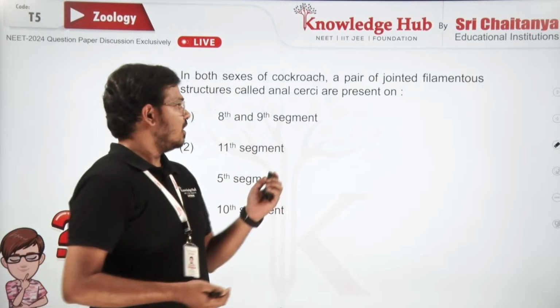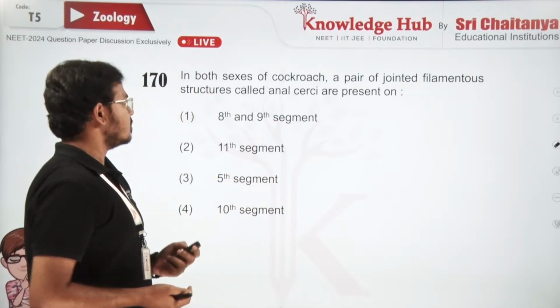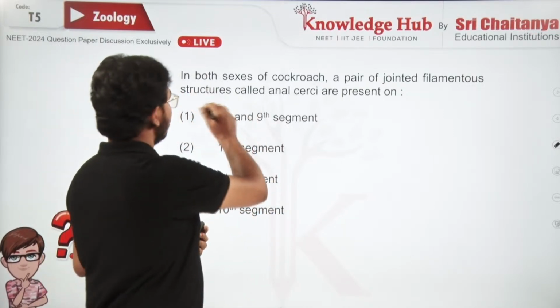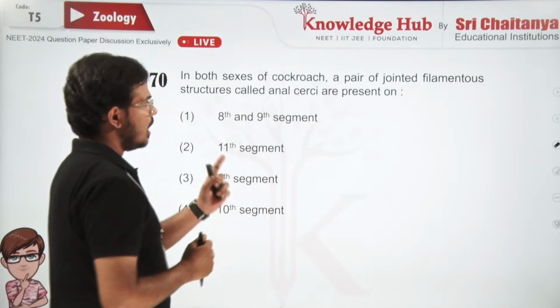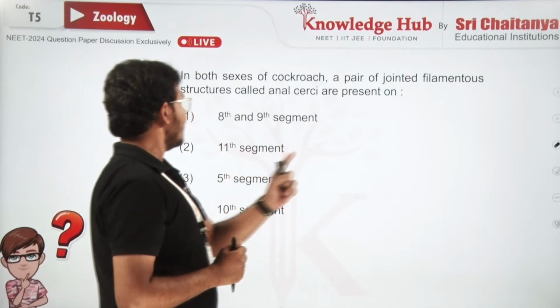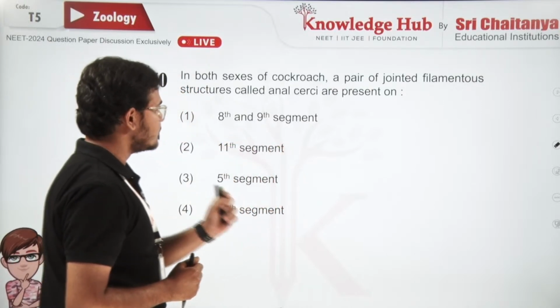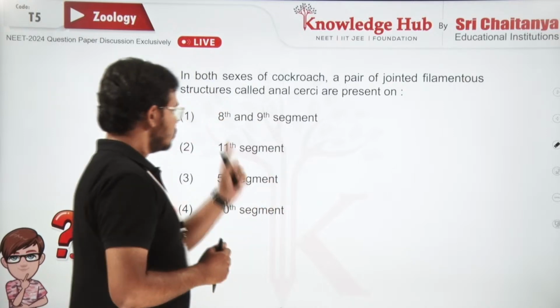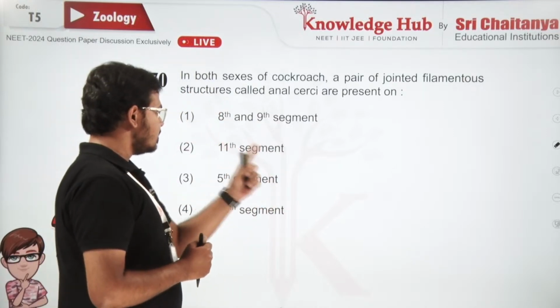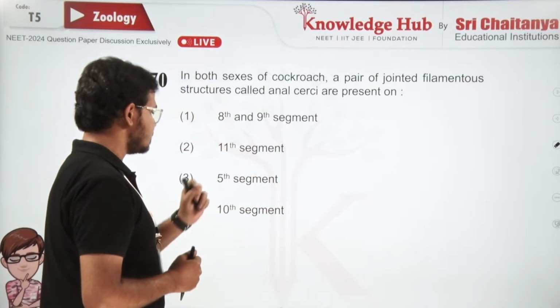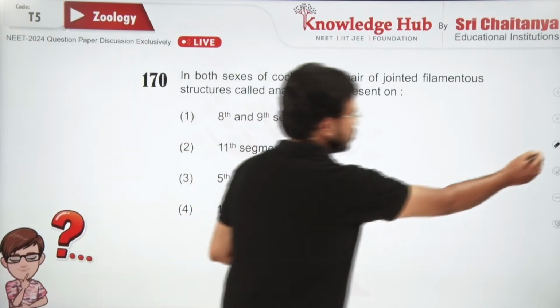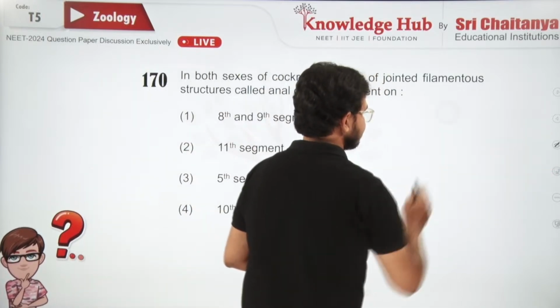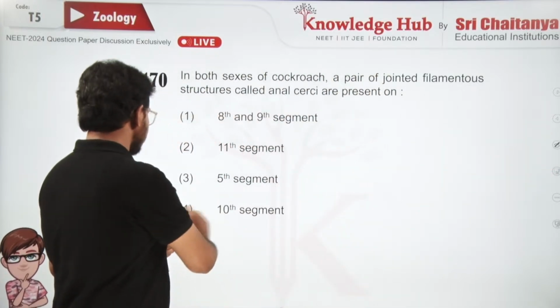So, we have question number 170 on the screen. In both the sexes of cockroach, a pair of jointed filamentous structures called anal cerci are present on. There are 4 options given over here: 8th and 9th segment, 11th segment, 5th segment and 10th segment. So what is the correct option? So the correct option is option number 4.